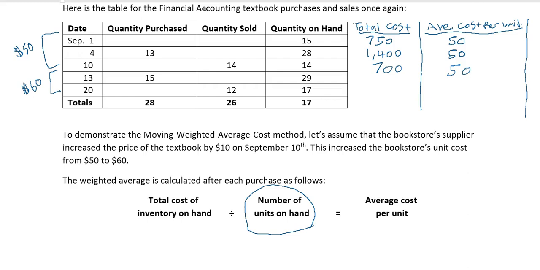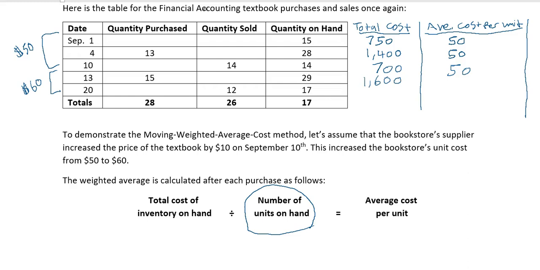And on September 13th, this is where things get a little more interesting. We buy 15 more books. Now note that these are at a cost of $60 each, right? So 15 times 60 gives us an added value to our inventory of 900. So we add 900 plus 700 gives us a total cost of 1600.